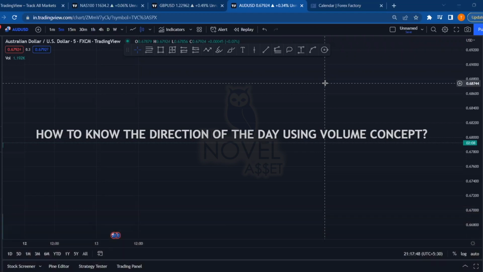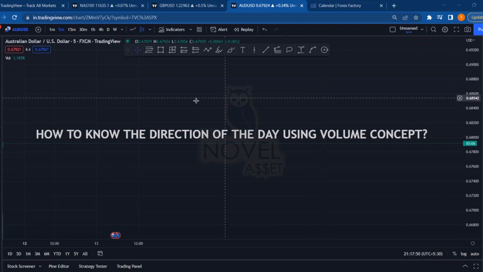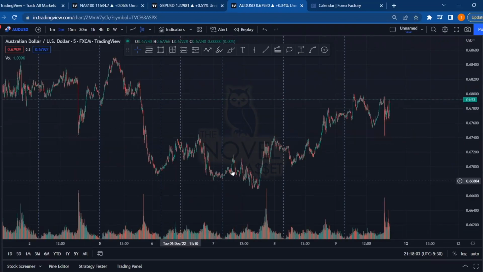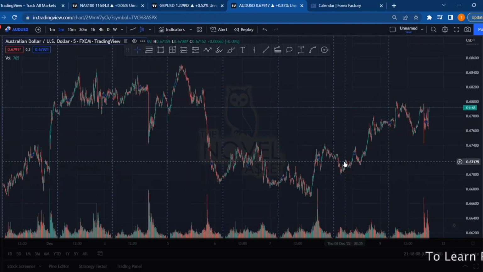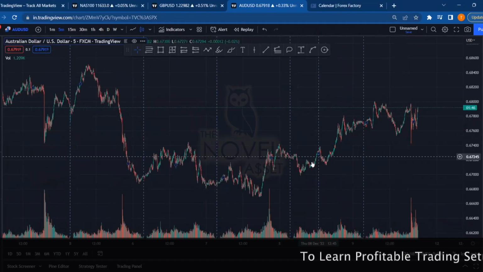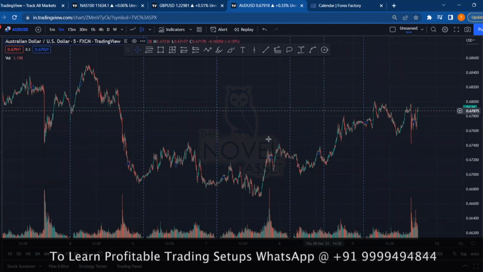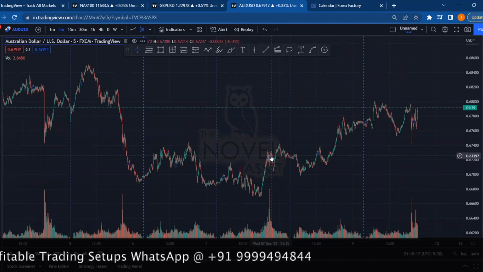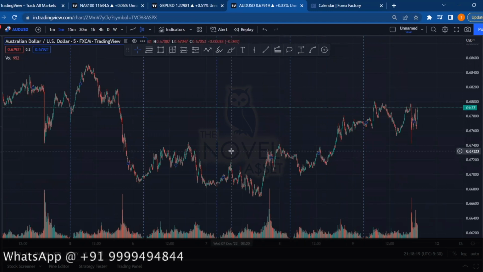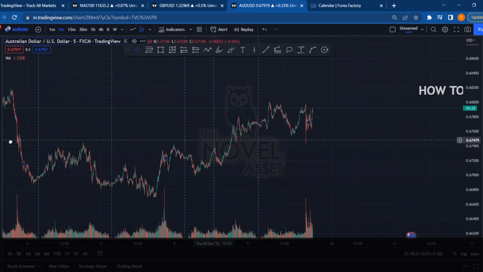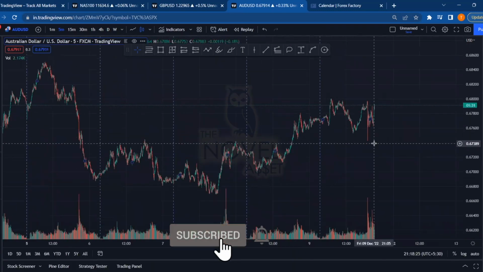Today we are going to discuss a very important topic about how to know the direction of the day using the volume concept. So let's say I'm an intraday trader and I'm trading on 5 minutes. But if by chance I'm able to know the direction of the price, let's say if it will go upward or downward for the day, before the day happens, won't it be a surprise? Yes. So what are we going to do today? We are going to discover a very important secret about how to know the intraday direction of the price before even the day happens.